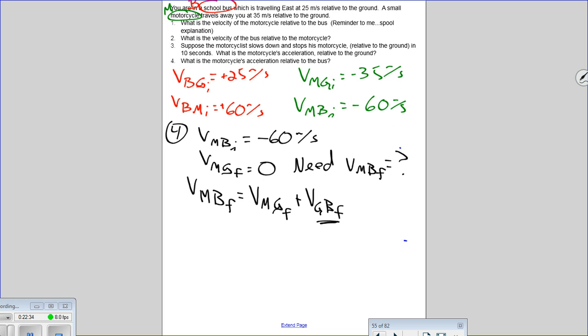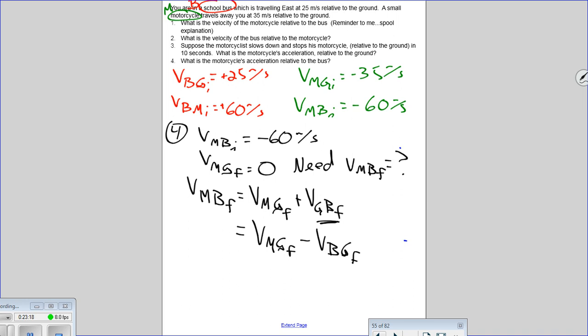What's the bus doing, you guys? Still moving. The bus hasn't sped up or slowed down, right? So it's still 25, right? So this is the velocity of the motorcycle relative to the ground final minus the velocity of the bus relative to the ground final. Are we good or no? I know your eyes are glazing over. It's a lot of letters. Everybody follow what I've done or no? Molly, you doing okay over there? Everybody happy? Sorry, you're just craning your neck is why I'm picking at you.